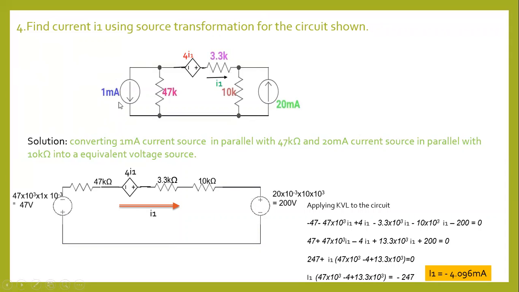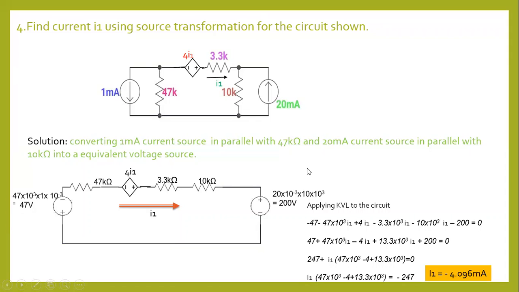Together we can do it. V is equal to IR. I here is 1 milliamp, so 1 into 10 raised to minus 3 into 47 into 10 raised to 3, since it is 47 kilo ohms. 10 raised to 3 and 10 raised to minus 3 cancel, and what is left is 47. This resistor connects as such, 47 kilo ohms. And the dependent source is the same thing.